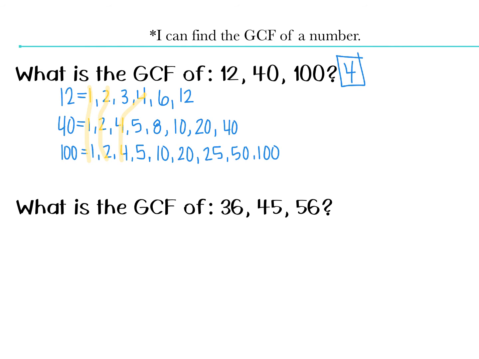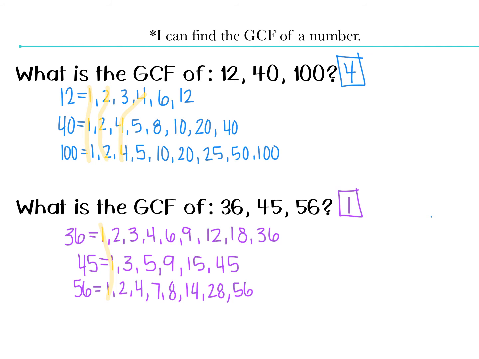All right, go ahead and try the last one on your own. See if you can find the greatest common factor, and don't be fooled. All right, so hopefully you weren't tricked, but the greatest common factor that they all have is just 1. They don't share any other factor. So any 2 numbers or more will always have at least 1 in common. So keep that in mind as we move through this lesson and the next few lessons.